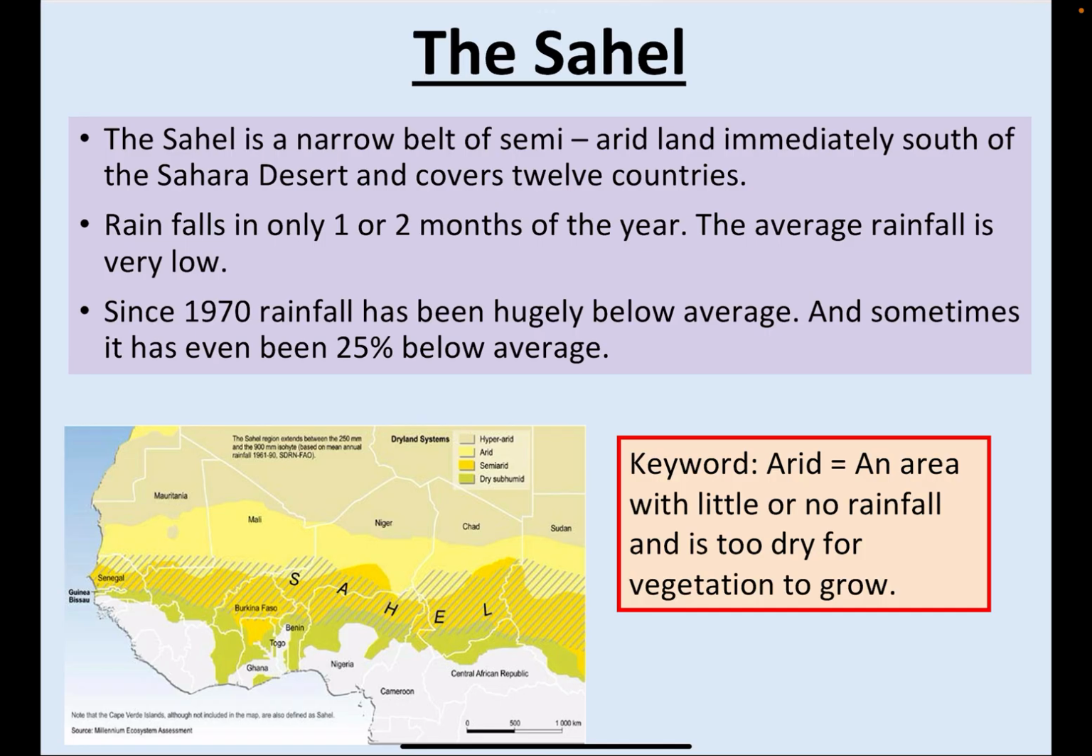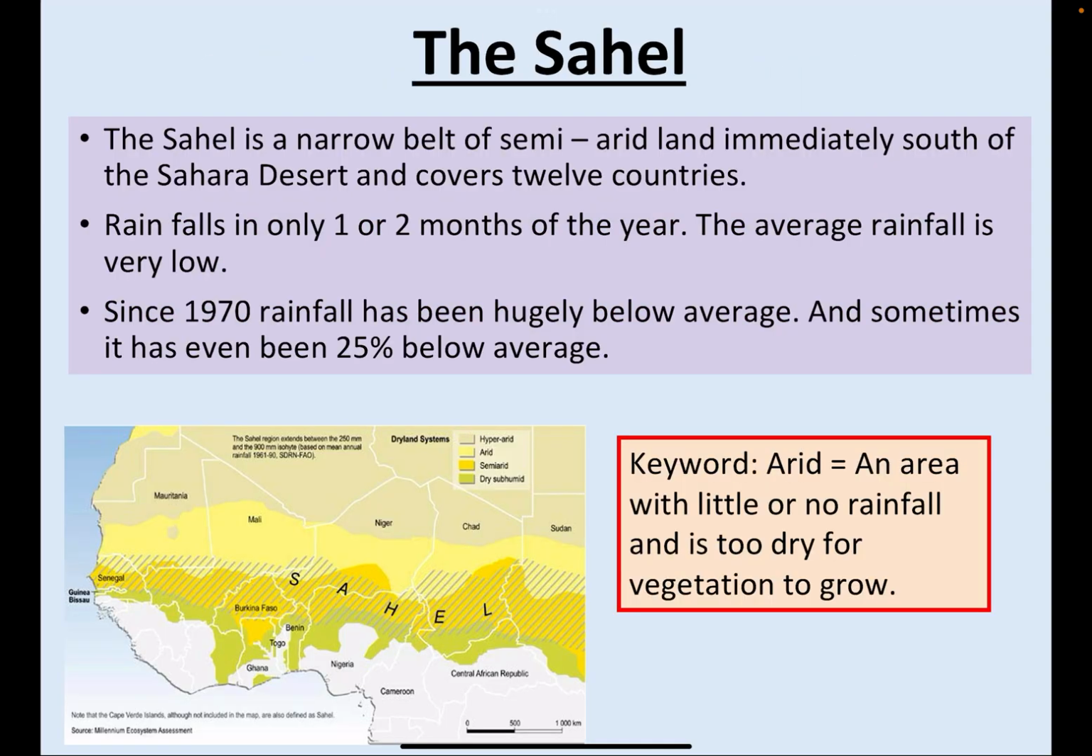Now we have our keyword, okay, arid. So arid is an area with little or no rainfall and is too dry for vegetation to grow. Vegetation is another word for plants, okay. We know for plants to grow, you need sunlight and rainfall. Even too much sunlight isn't good for plants, so you need the right amount.